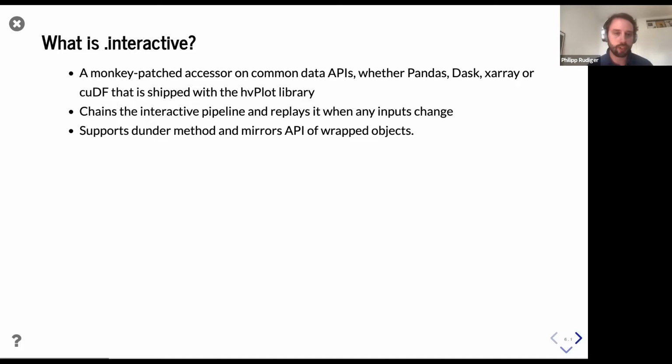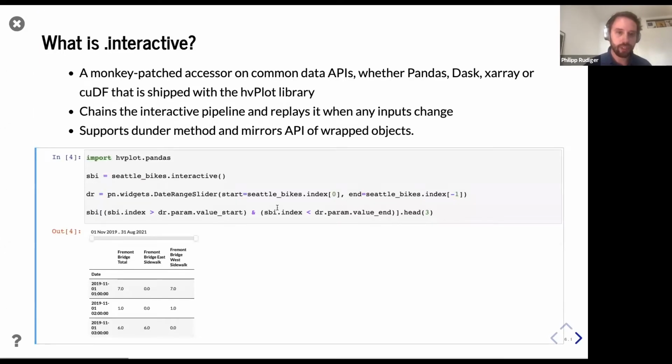It also supports dunder methods, which allows us to do mathematical operations. So if you're not familiar with dunder methods, they're basically the things that allow objects to implement mathematical operations, plus, minus, multiplication, and a bunch of other stuff, right? And then it also mirrors the API of the wrapped objects. So let's take an example here. Let's actually get started with an example.